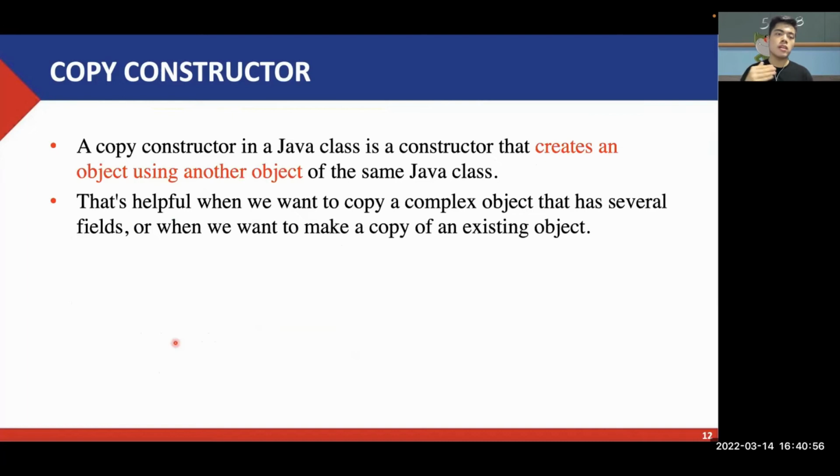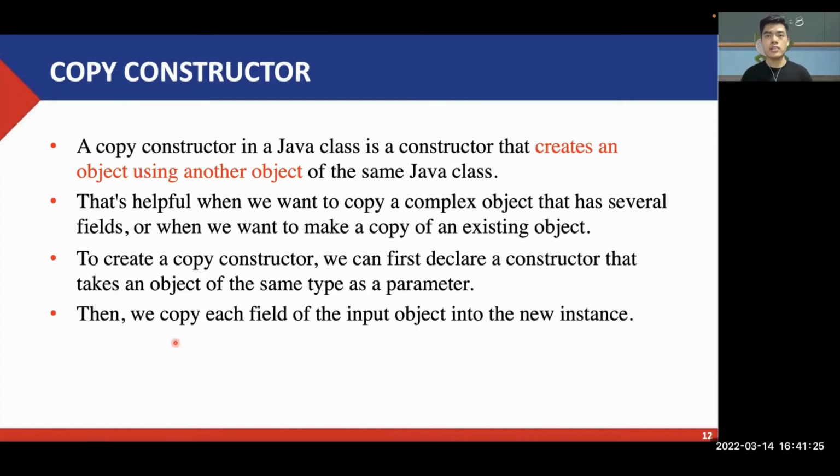Now the copy constructor comes into play. Similar to C++, a copy constructor in Java is a constructor that creates an object using another object of the same Java class. That is helpful when we want to copy a complex object that has several fields, or when we want to make a copy of an existing object.